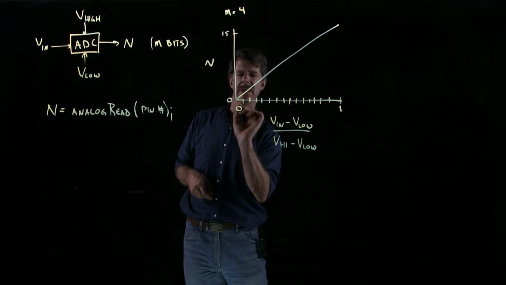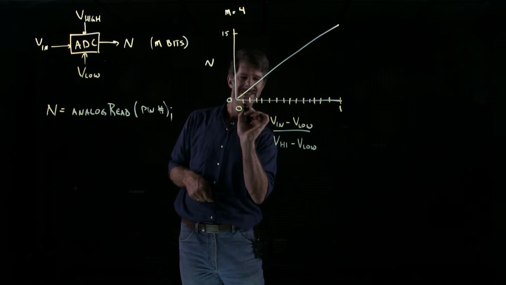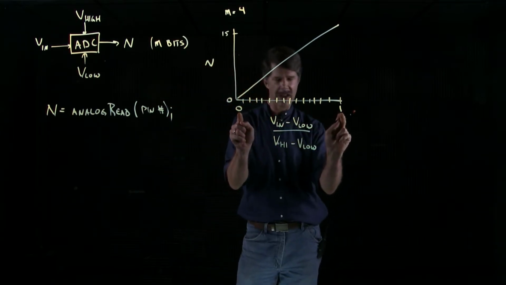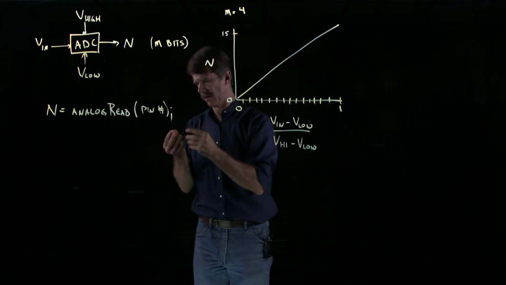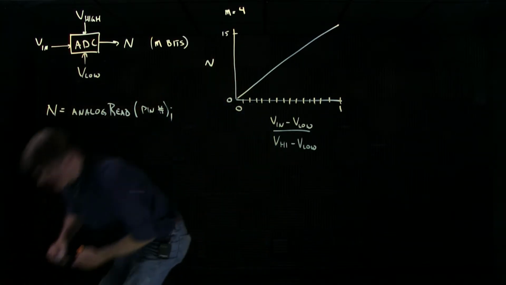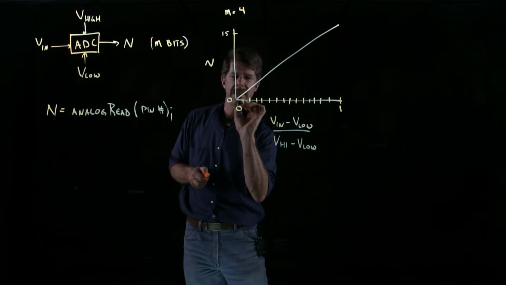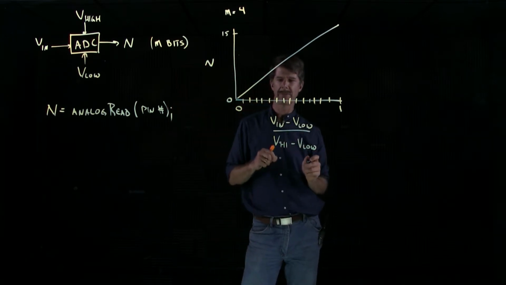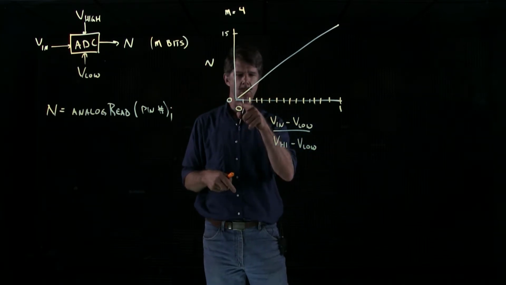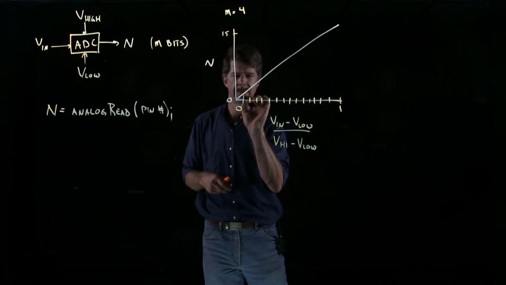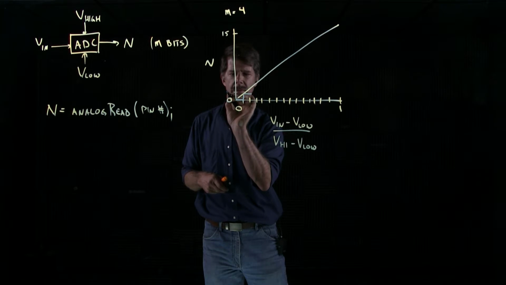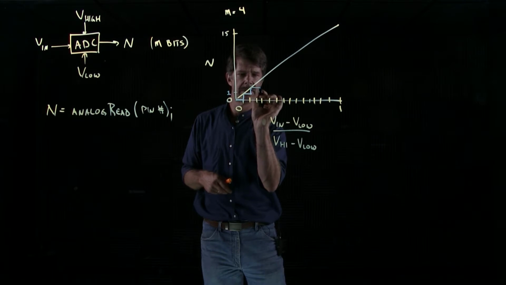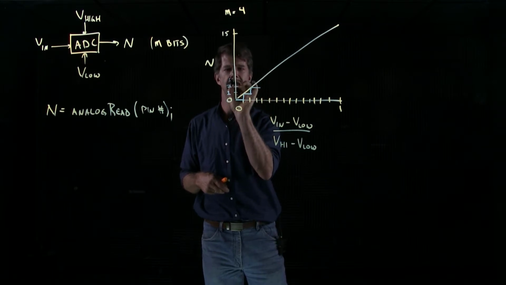If the input voltage is between 0 and 1/16, set by this scale, of my range of voltages, then what this function really returns is n equals 0. It has to. That's all I've got to output. When my input voltage goes above 1/16 of the total scale, I get 1 out. When it goes above 2/16 of the total scale, I get 2 out, etc.